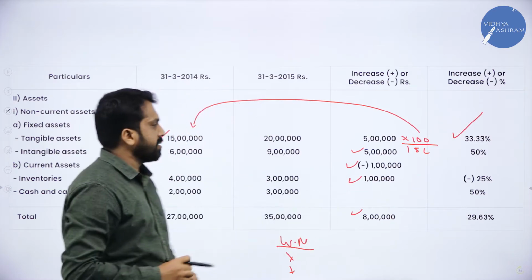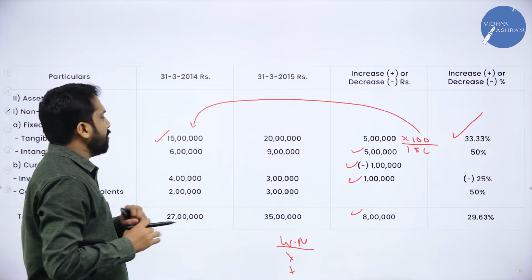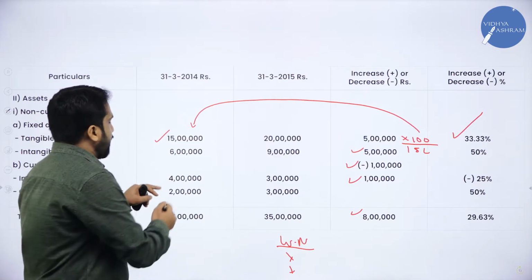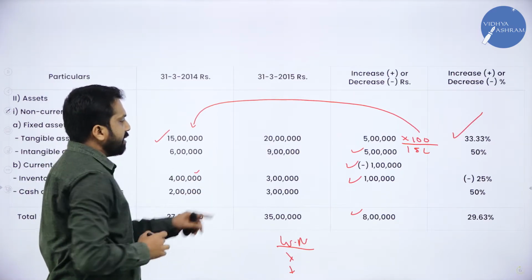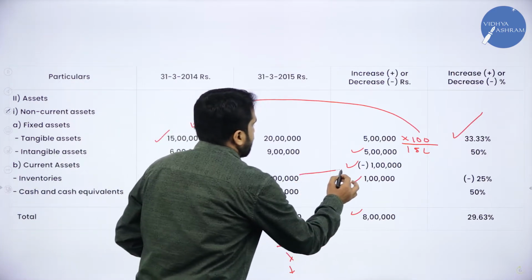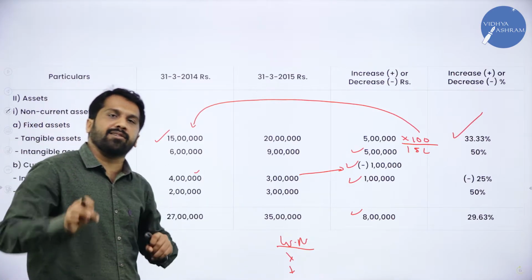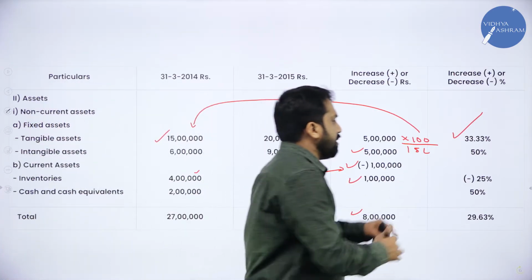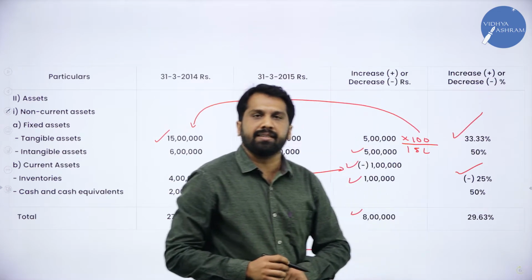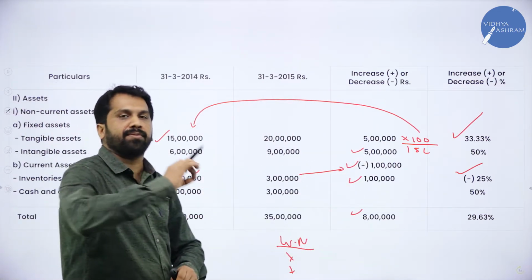Clear? Now, why is it minus 1 lakh? Again, I'll explain you. Why? Because last year it was 4 lakh. This year it is 3 lakh, less. That's why this is minus 1 lakh. If this is minus 1 lakh, your percentage must be in minus. Clear? This is all about your comparative balance sheet.